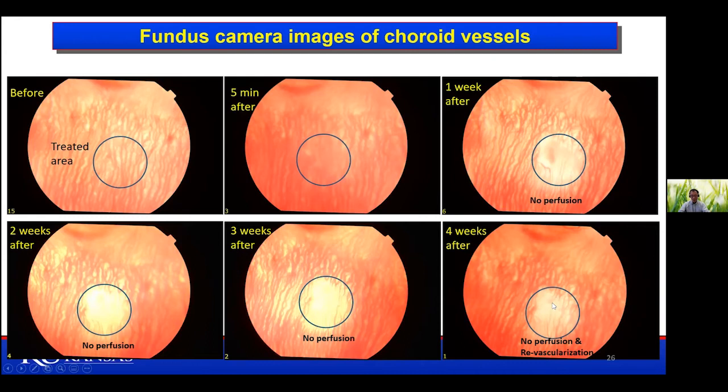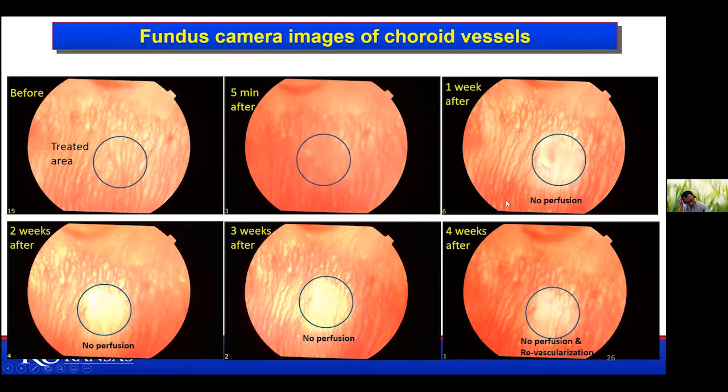Which is, of course, a good thing for us, because in the real case we really want to target the microvessels. We don't want to shut down the big vessels, because if you shut down big vessels, the tissue is entirely going to die from that. So you want to shut down the small vessels. So this is some initial result.